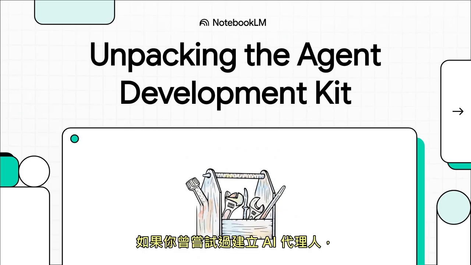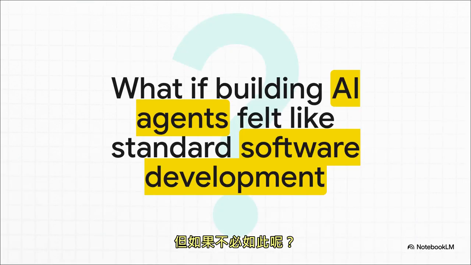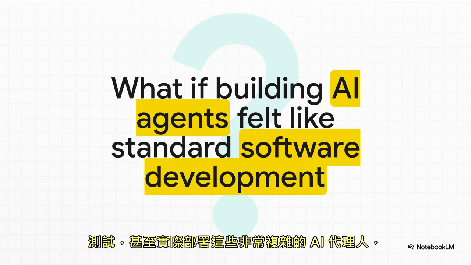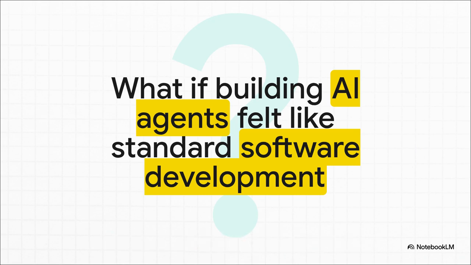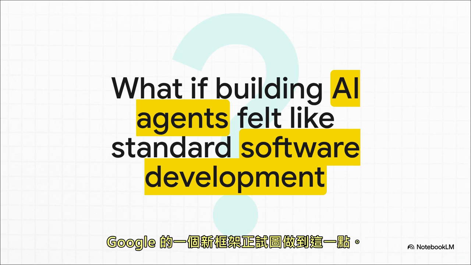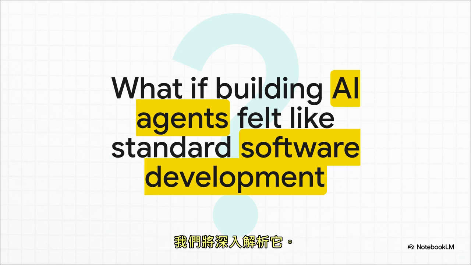So, if you've ever tried to build an AI agent, you probably know the feeling. It can feel a lot like experimental science, right? Kind of messy, a little unpredictable, and just not always a straight line from A to B. But what if it didn't have to be that way? What if building and testing and actually deploying these really sophisticated AI agents felt more like, well, regular software engineering, structured, reliable? Well, a new framework from Google is trying to do exactly that. And today, we're going to unpack it.